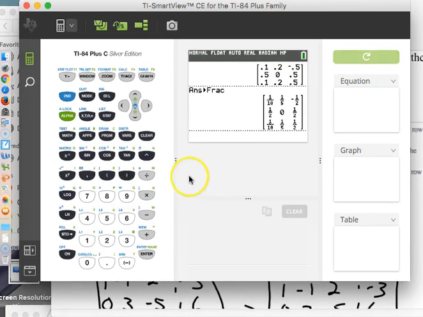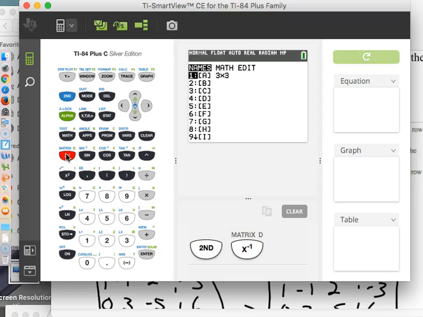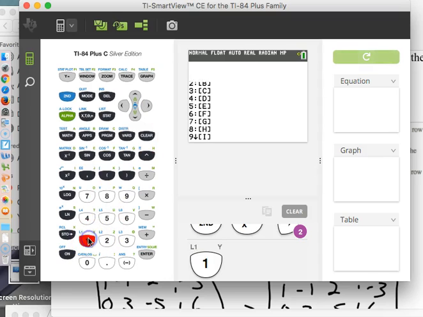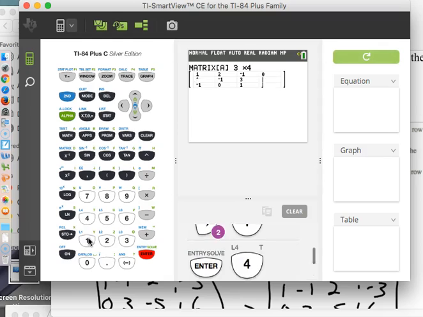Does everybody remember how to get to matrices? That x to the negative 1 button has those. So second matrix, and we want to edit. So we're going to go over to edit. Number 1. Now this is not a 3 by 3, is it? What's the order for this one? 3 by 4. And then we can enter those in.